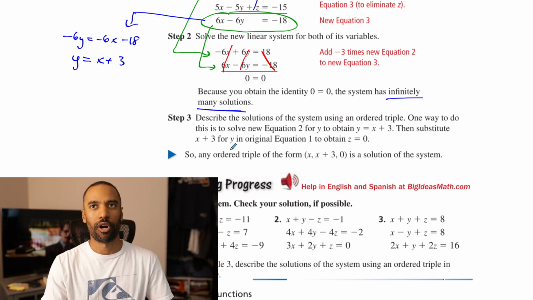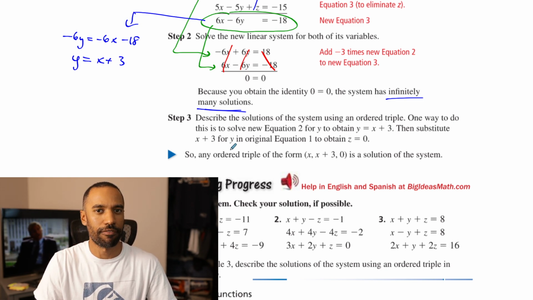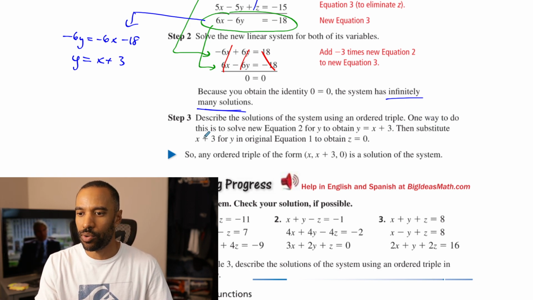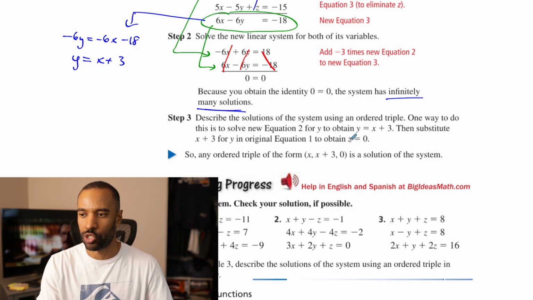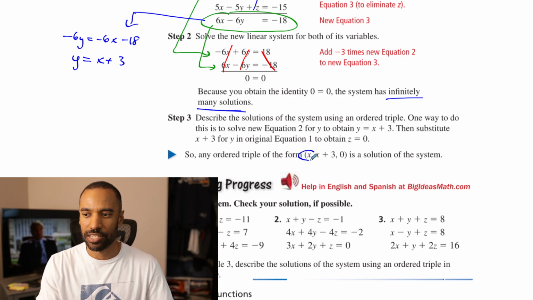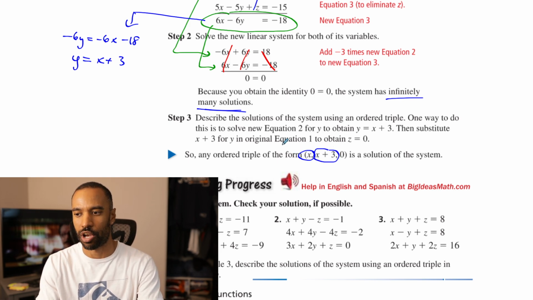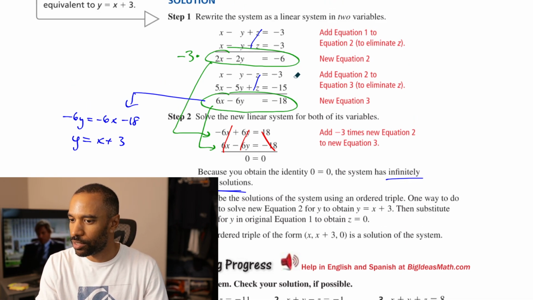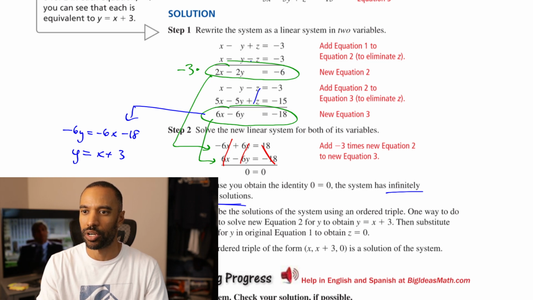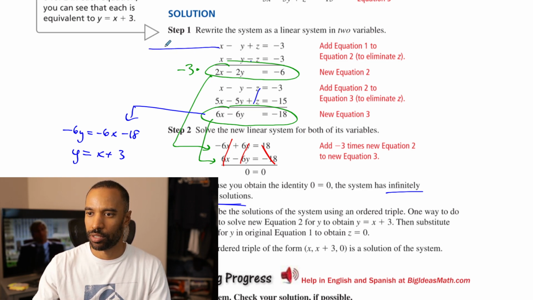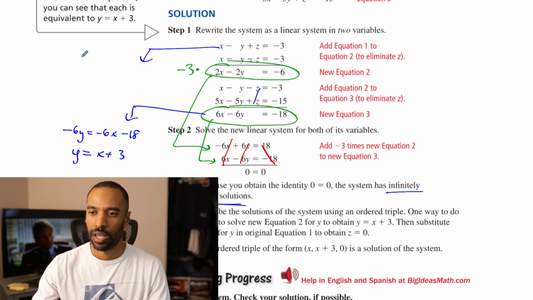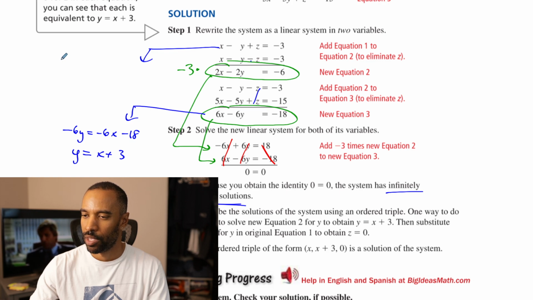So I guess the purpose of doing this is to say infinitely many solutions is to also state what those solutions are. Substitute x plus 3 for y in the original equation 1 to obtain z equals 0. So if x is indeed x, and you can rewrite y in terms of x, you can plug them back in to solve for z. Let's see what that would do for you. I want to see how this works. I didn't anticipate this portion. I thought you'd say infinitely many solutions and move on.